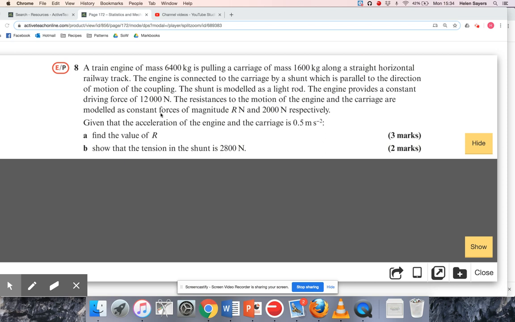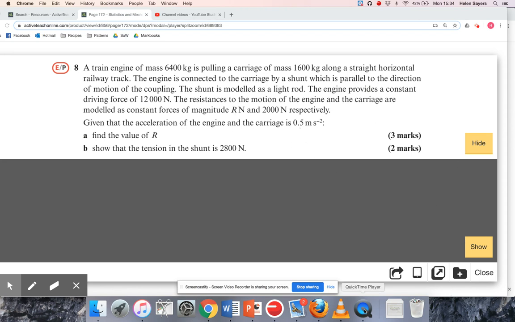Okay, so we've got a train engine, we're given its mass, and it's pulling a carriage along a straight horizontal track. It's carried by a shunt, which apparently we can model as a light rod. So if it's light, the tension will be the same throughout it. And if it's a rod, it'll be inextensible, so acceleration will be the same for the carriage and the train engine. We're given the driving force of the train, and there are resistance forces working on both the train and the carriage, and we're given the acceleration.